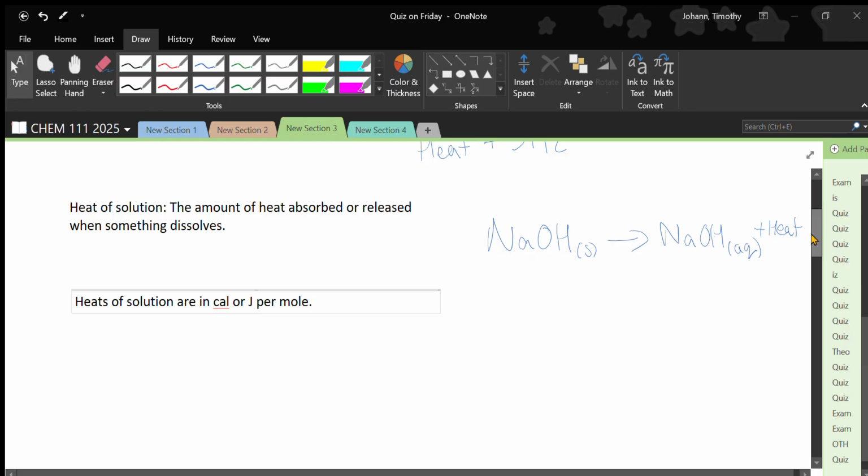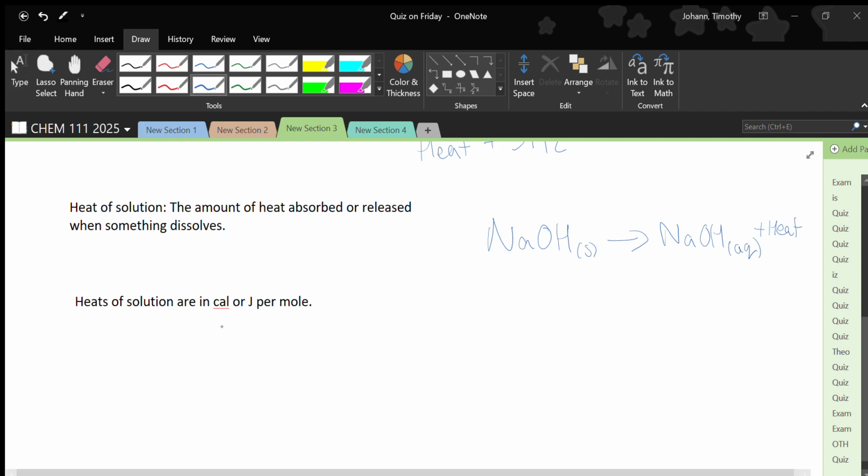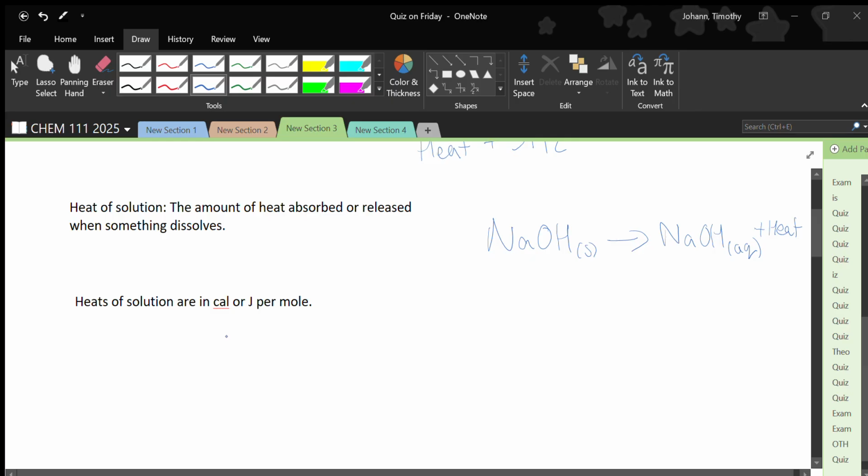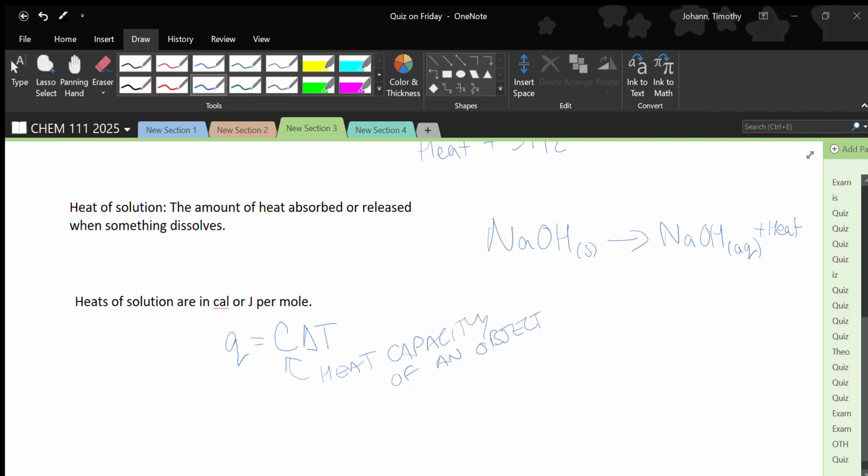So let's go ahead. An important equation for us in terms of this is, we're going to have a calorimeter where we're measuring things. We're either going to have a calorimeter where we have a heat capacity of an object, right? This could be a coffee cup calorimeter. It'd be pretty bad because it's not well insulated. But other than that, it wouldn't be a bad deal.